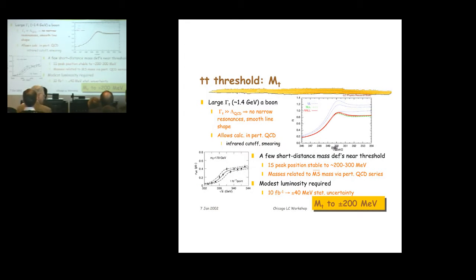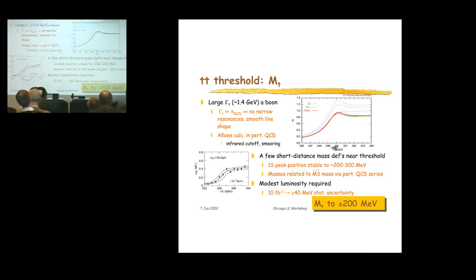Fortunately, the large top width is really a boon in trying to extract a well-defined mass from the threshold. First of all, because of the large width relative to lambda QCD, the top quark tends to decay before the t t-bar have a chance to form a resonance. So you have no narrow resonance structure. You really have a nice, smooth line shape.